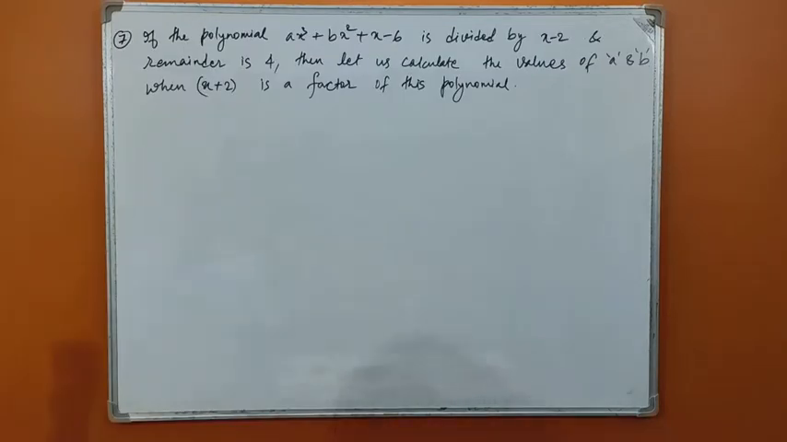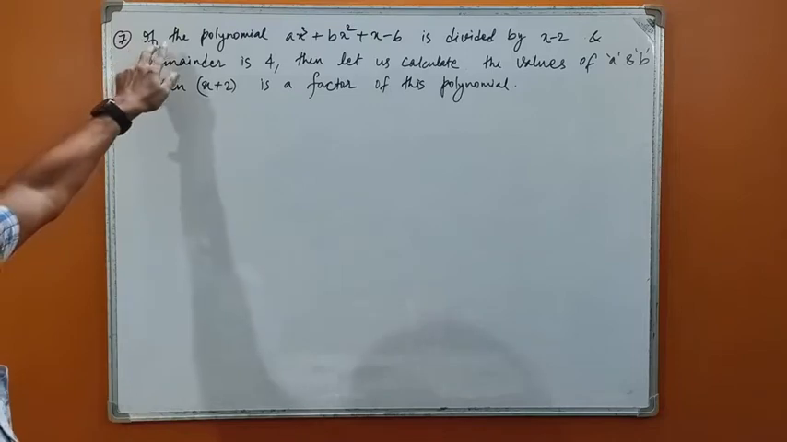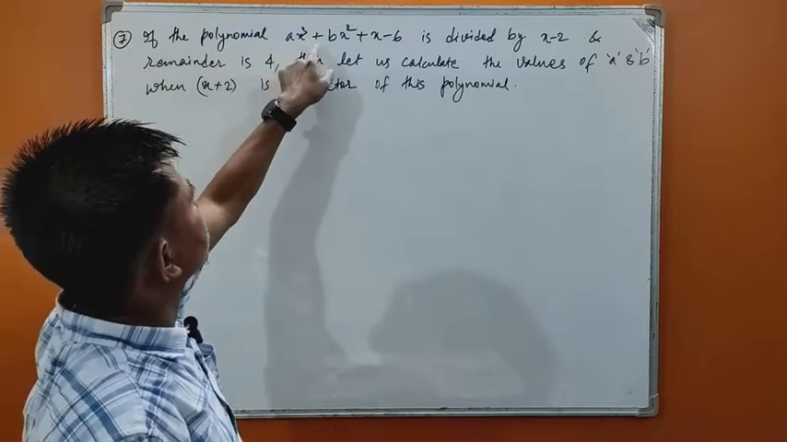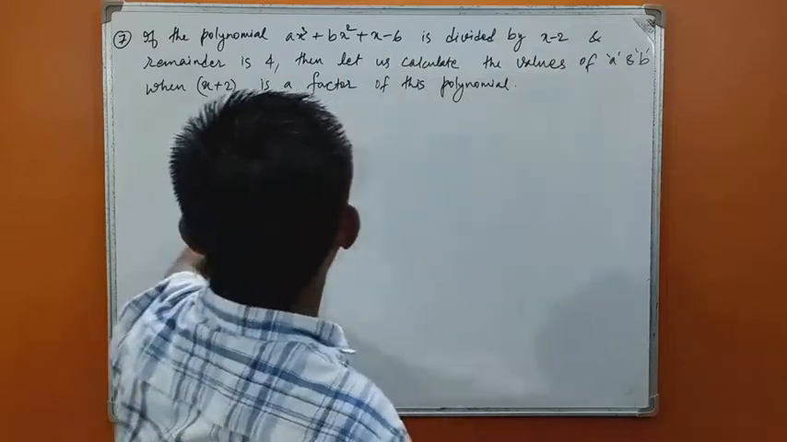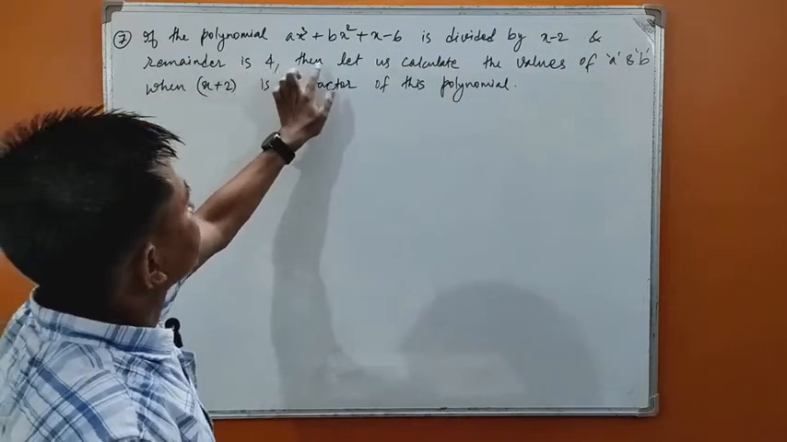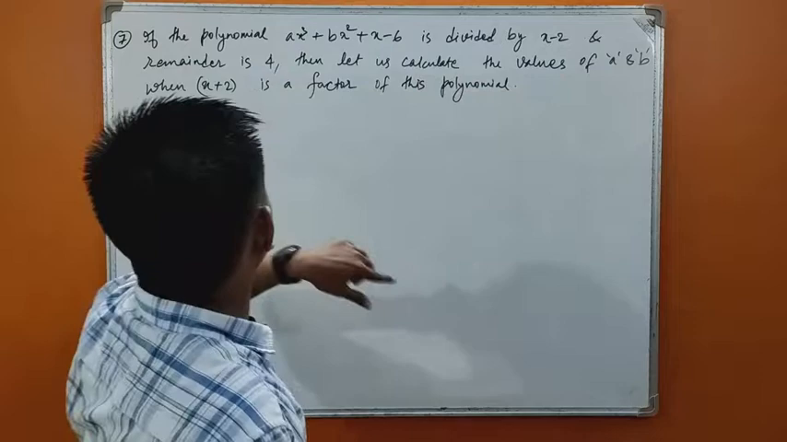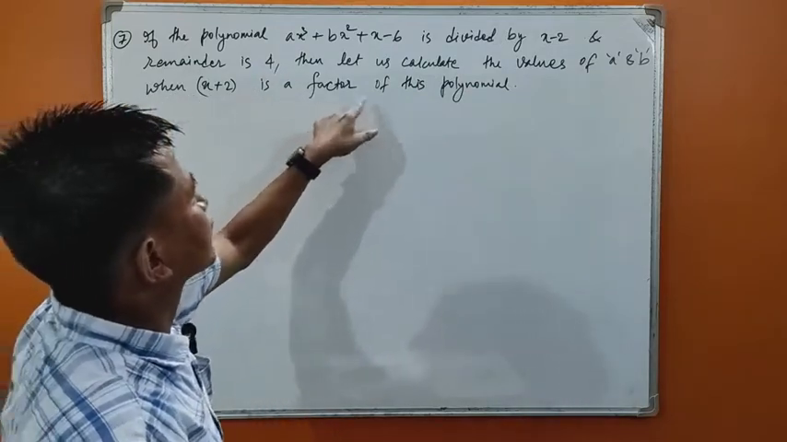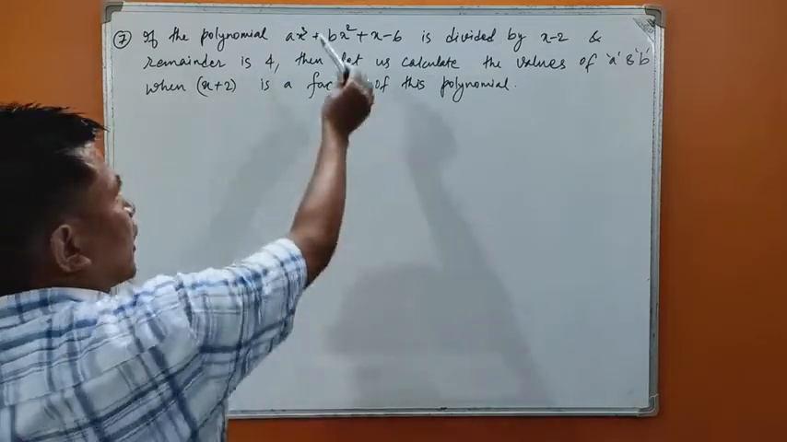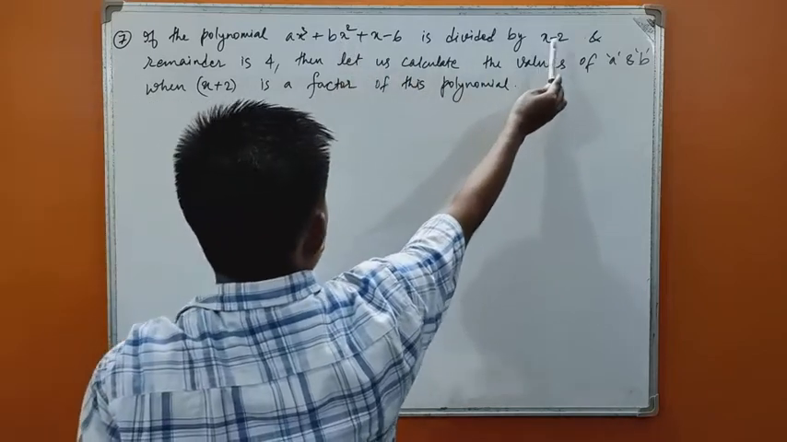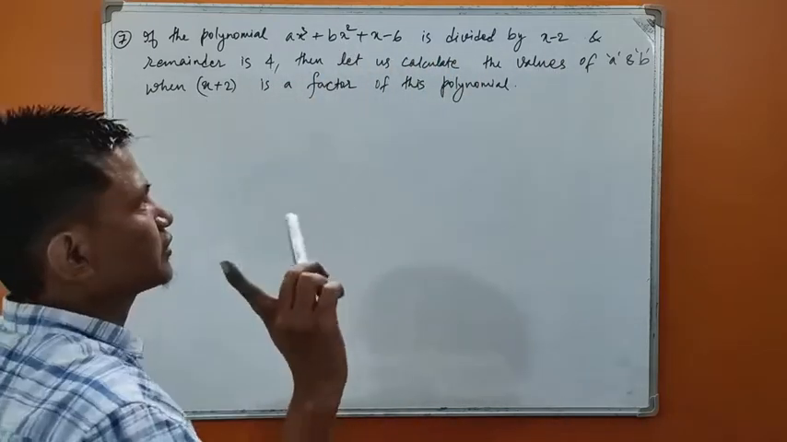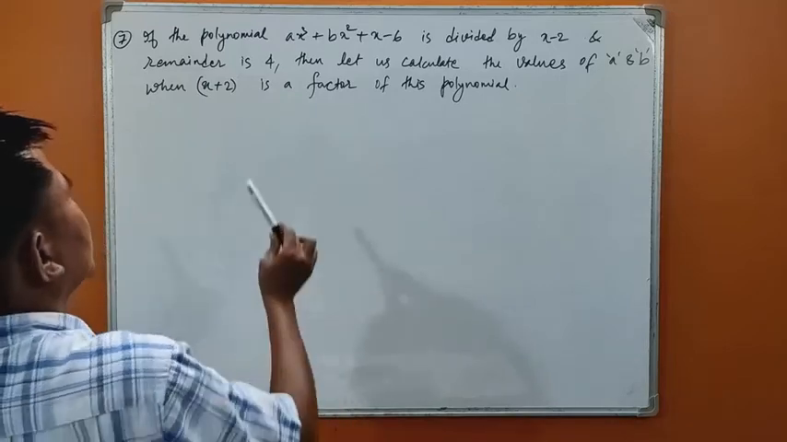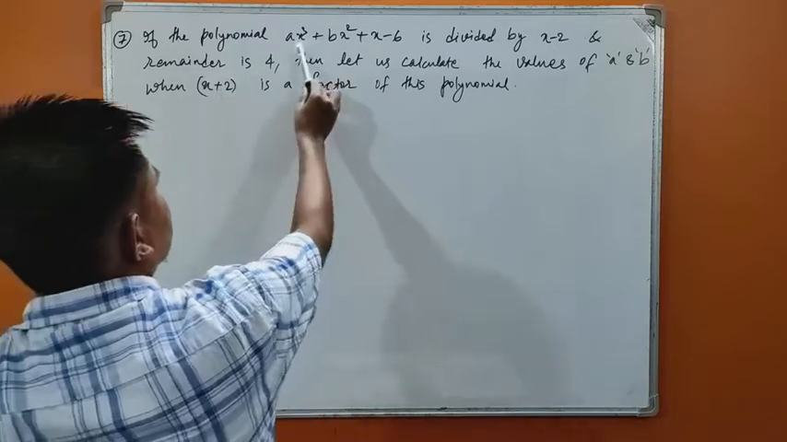Okay, let's move on to the next question. Question number 7. If the polynomial ax cubed plus bx squared plus x minus 6 is divided by x minus 2 and remainder is 4, then let us calculate the values of a and b when x plus 2 is a factor of this polynomial. Okay, when this expression was divided by x minus 2, the remainder is 4, the first case, and the second case is x plus 2 is a factor of this expression.